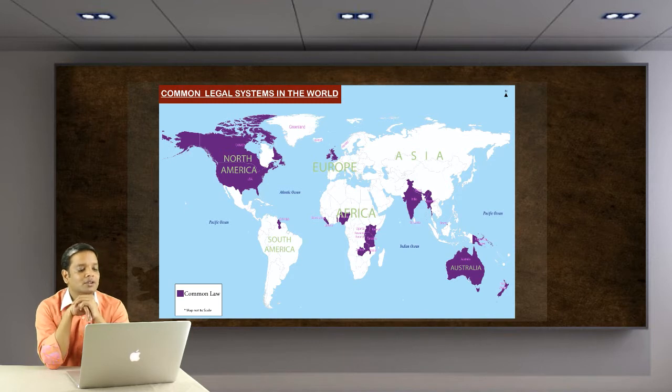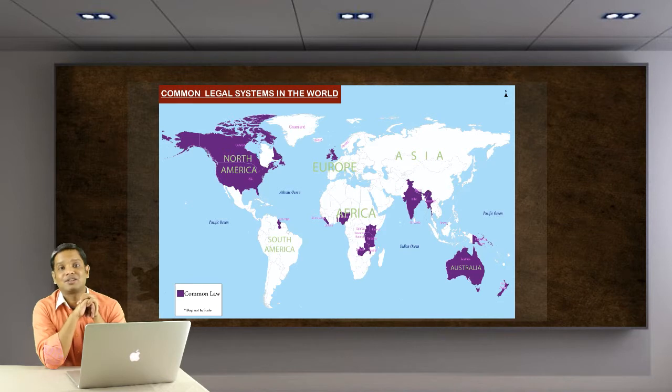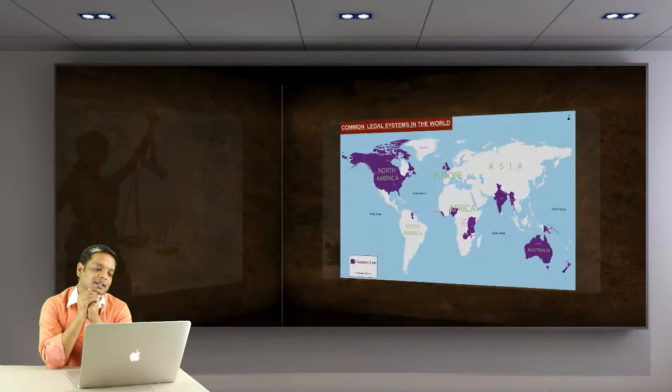Starting with Britain, you can see it highlighted in the western side of Europe. The countries where Britain ruled, most of them have the common legal system. You can see North America, Australia, New Zealand, even many of the countries in Africa. So it is talking about those countries which were colonies of the UK. All of them have the common legal system.